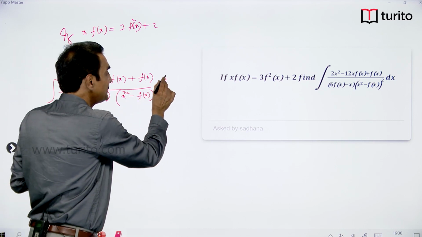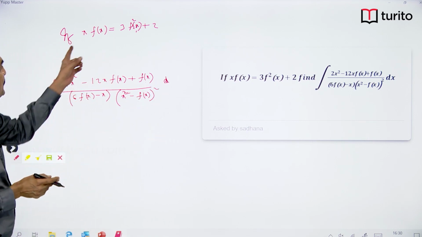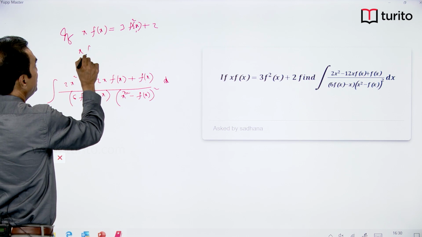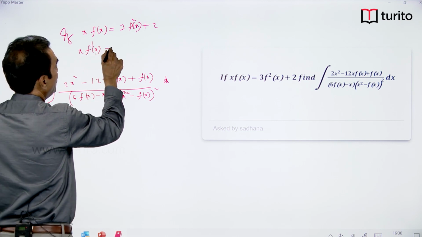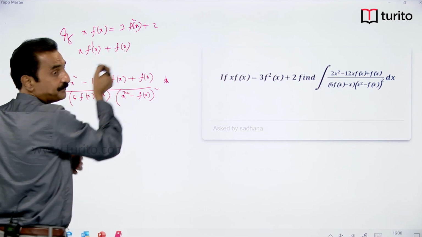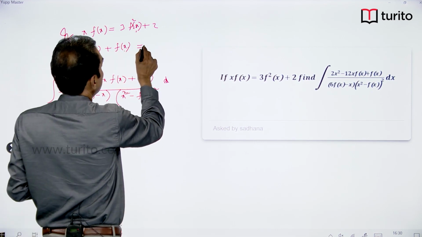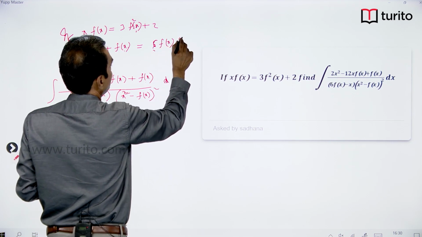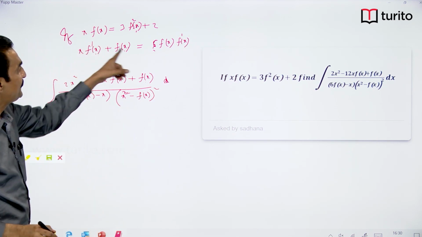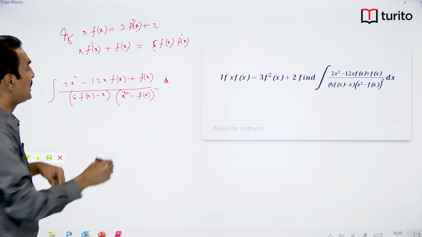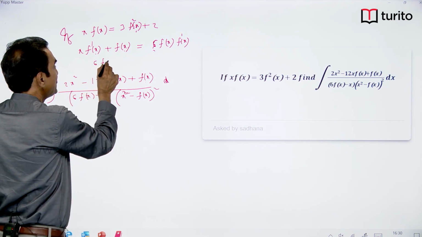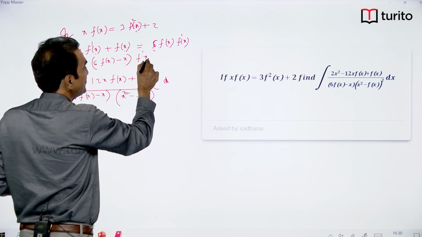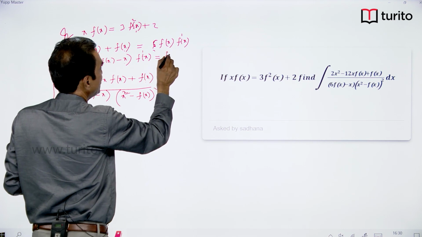And we have to modify the integral just like the previous question by using this given relation. If you differentiate on both sides, you will get x f dash x plus f of x is equal to 6 f of x into f dash x. Then from these two, if you take f dash x common, you will get (6 f of x minus x) into f dash x is equal to f of x.